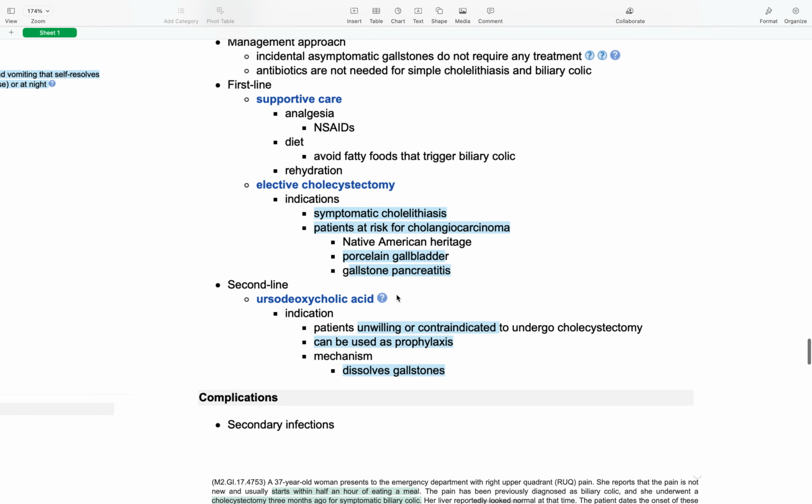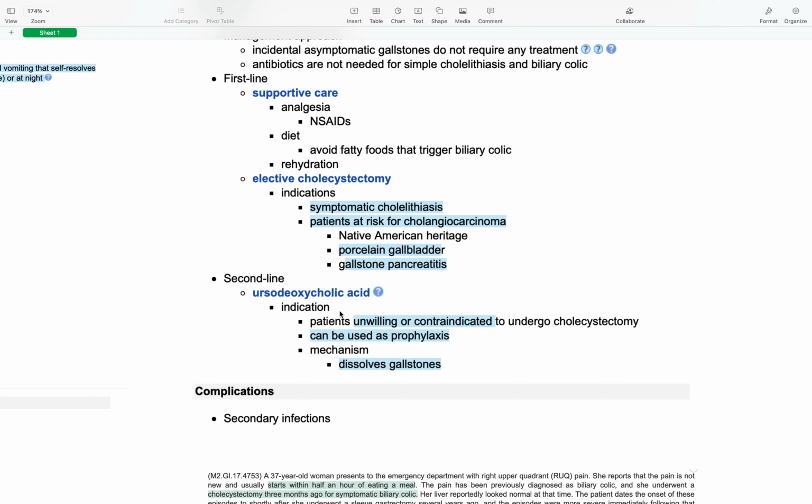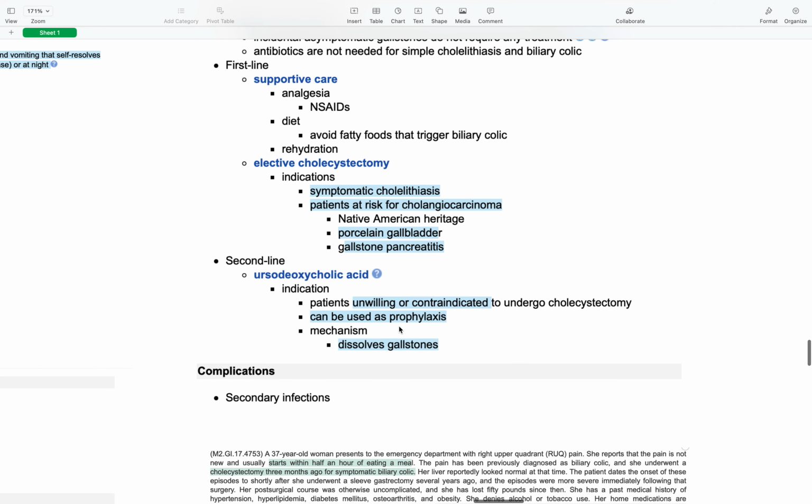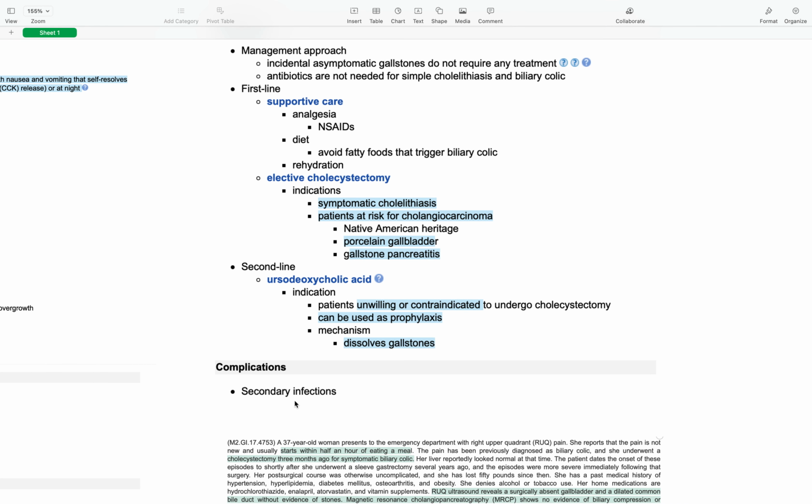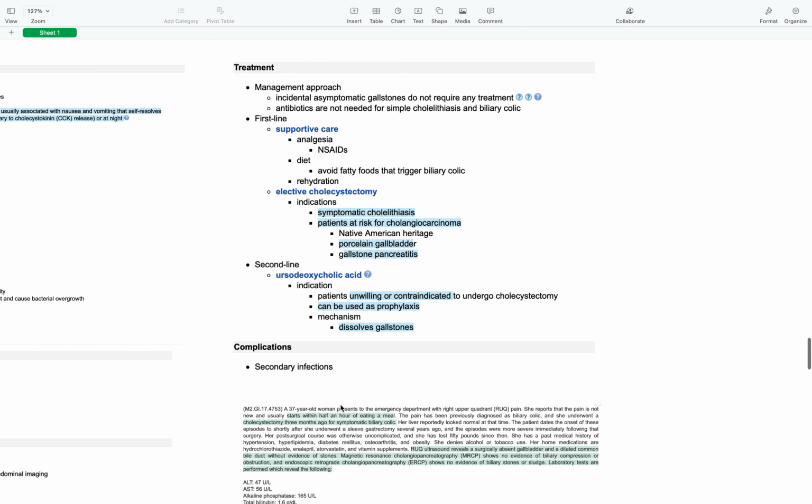Then the second line treatment is ursodeoxycholic acid, where patients who are unwilling or have any contraindication to cholecystectomy can be given it as prophylaxis. Complications of cholecystitis and cholelithiasis include secondary infections. Secondary infections again may be remembered as EEK, just E. coli, enterococci, Enterobacter, and Klebsiella.